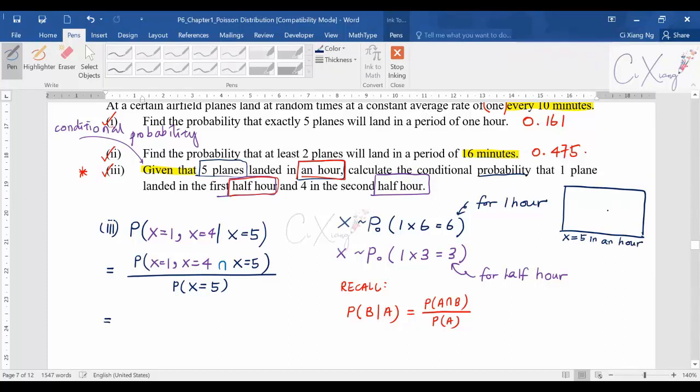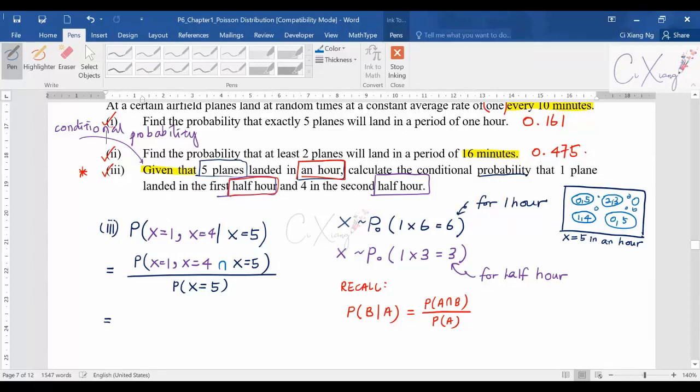Inside the X equals 5 in an hour, you can have a lot of different cases, such as the first half an hour is 0 and the second half an hour is 5. Or the first half an hour is 1, then the second half an hour is 4. Or the first half an hour is 2, and then the second half an hour is 3. Not only by half an hour, they might also tell you the first 15 minutes you have 0, and for the last 45 minutes you have 5. So there are many cases here.